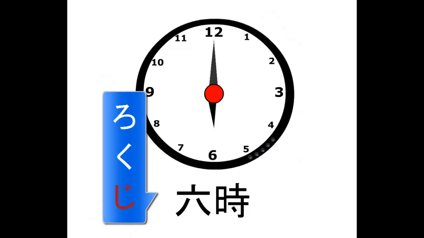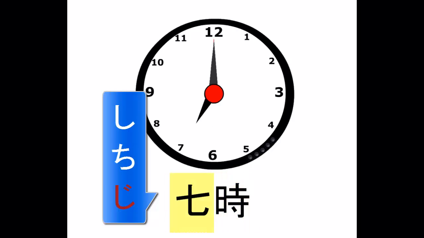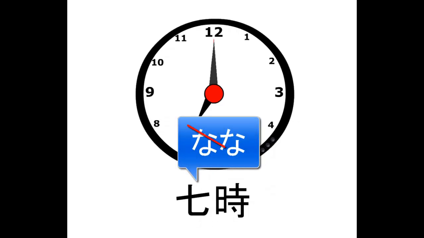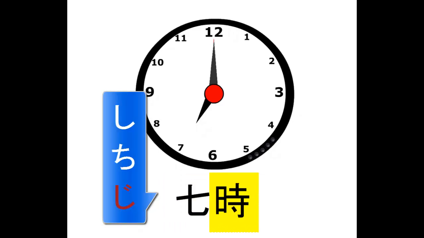6 o'clock is rokuji. 7 o'clock is shichiji. Again, you're not allowed to use the alternative for number 7, which is nana. Nanaji is not acceptable. Shichiji.